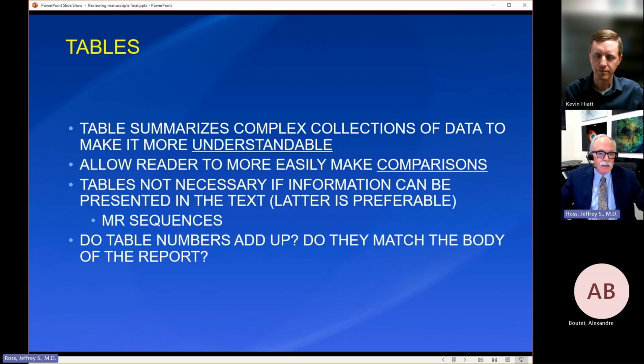From the author's side, you know, stay away from tables. They make it a little bit more complicated. If it can be put into the materials and methods as prose, like MR sequences, you can give a series of MR sequences. MR sequences don't always have to be a table. It doesn't necessarily add to the paper.